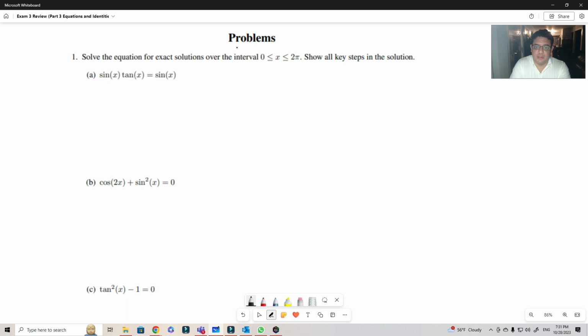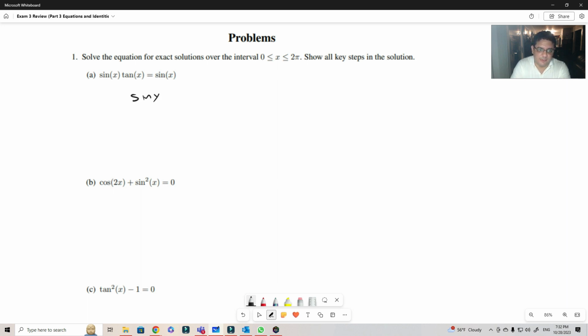Notice that we're also going to get the solutions only in the interval 0 to 2 pi. We could potentially get more solutions if we're not restricting to this interval, or we can potentially get fewer solutions if we are restricting this interval even more. Okay, so let's go ahead and get started.